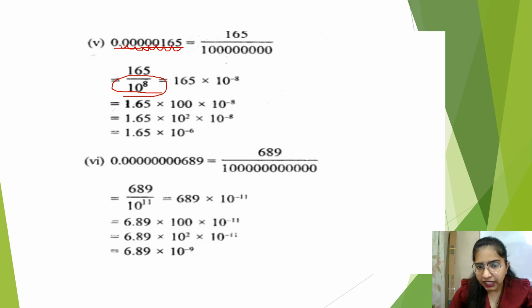So divided by 10 raised to power 8. In the denominator, if you are going to place the number in power and shift that number to the numerator, the sign of the power will be changed. 10 raised to power 8 will become 10 raised to power minus 8, because you have shifted the denominator to the numerator. This will be 165 into 10 raised to power minus 8, but you want to shift the point till 1 only, okay?